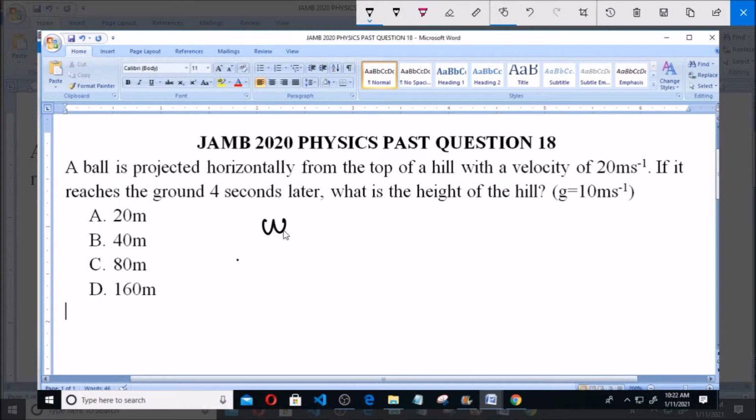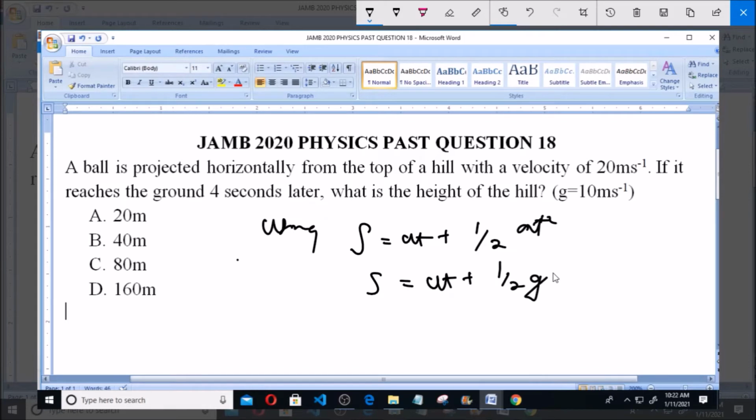Now using S equals ut plus half at squared, but since we are dealing with gravity here, it will be S equals ut plus half gt squared. So g, the acceleration due to gravity, is replacing acceleration because we are dealing with height.